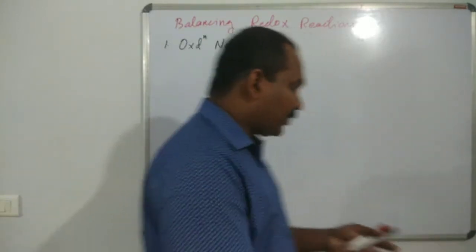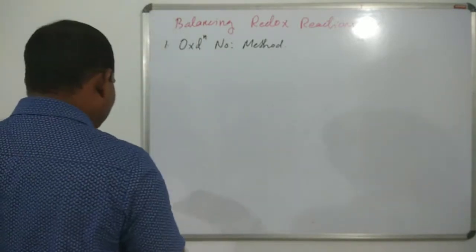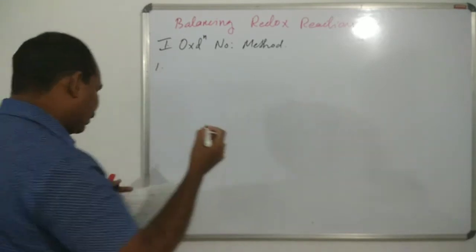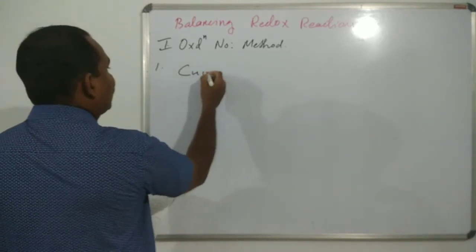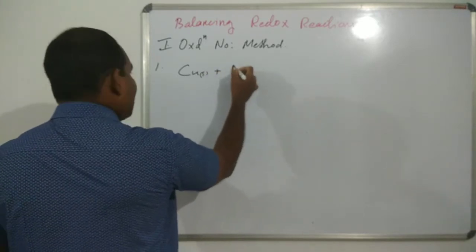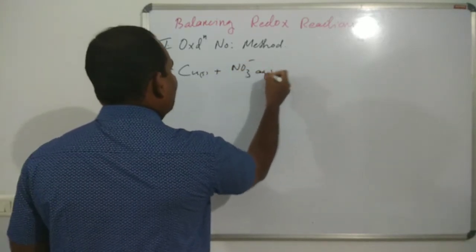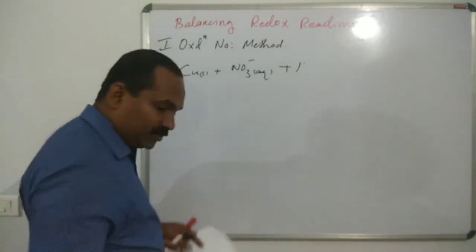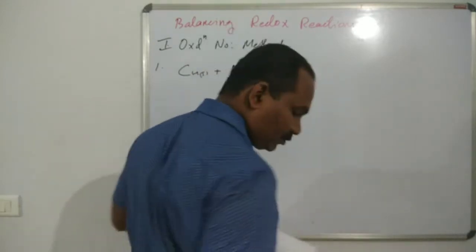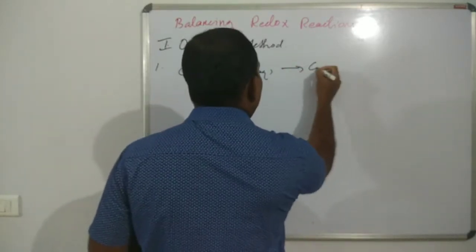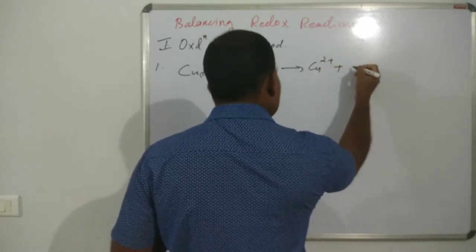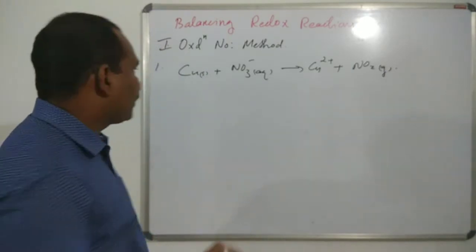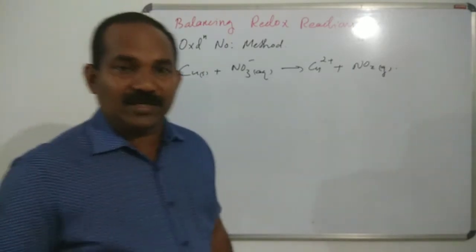Okay, the first step is to write the skeletal equation. Write the skeletal equation, meaning Cu(s) + NO3-(aq) + H+ gives Cu2+ + NO2(g). This is the equation given. The first step is to write the skeletal equation.